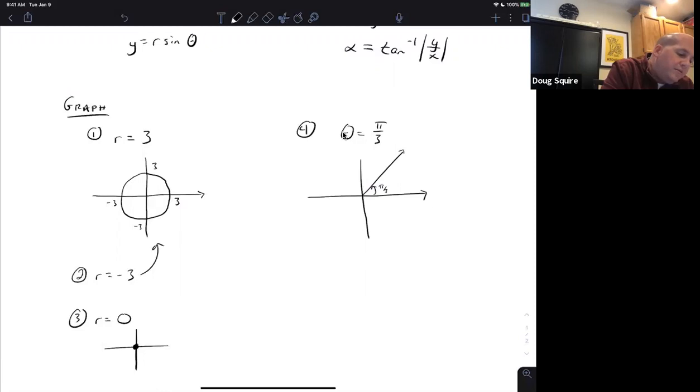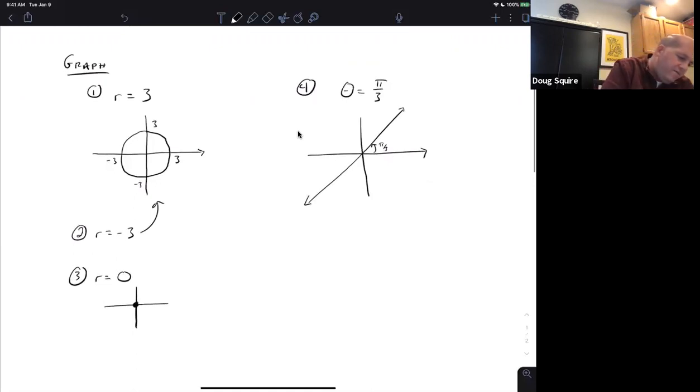You would get 0, and you'd also get all of the points in the opposite direction, because any negative r would put you down there. And so theta equals a number would give you a straight line that passes through the pole, and it would get you both halves of a line, not just one half. Does that make sense? Any questions?